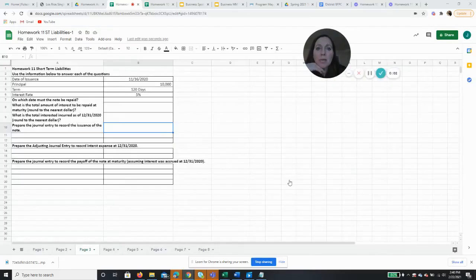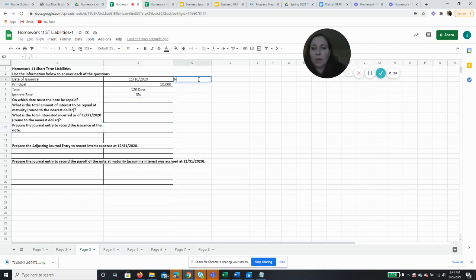We are on homework 11, page 3. Okay, on this one, we're going to answer some questions. So we've got a note payable. The date of issuance is November 16th, 2020. The principal is $10,000. The term is 120 days, and the interest rate is 5%. On which date must the note be repaid?